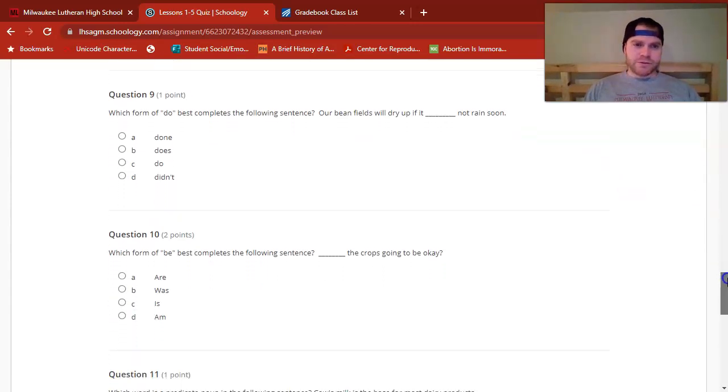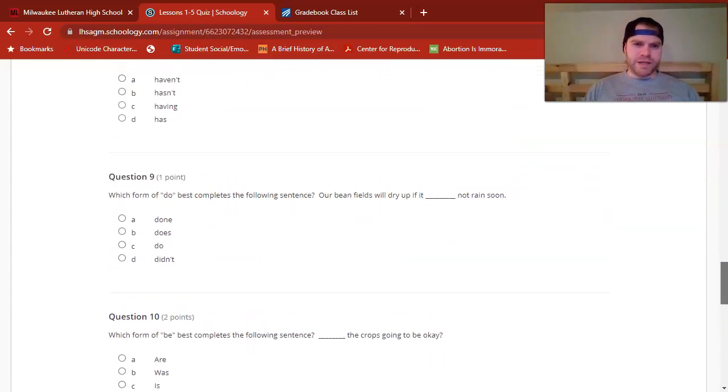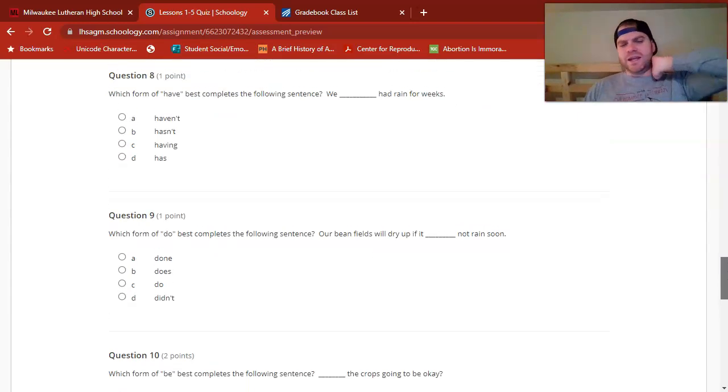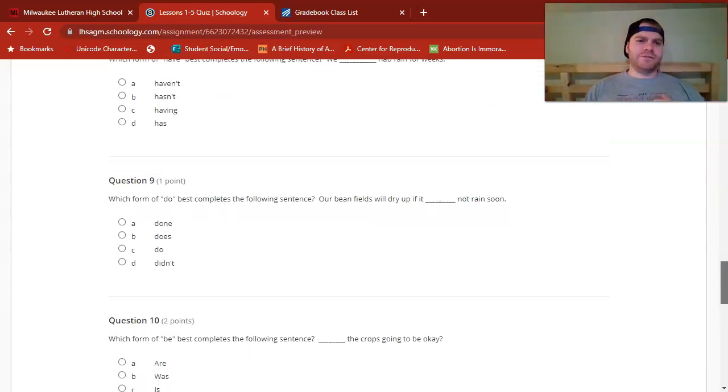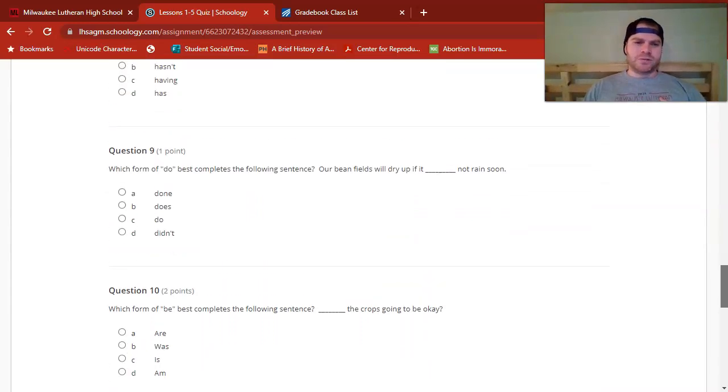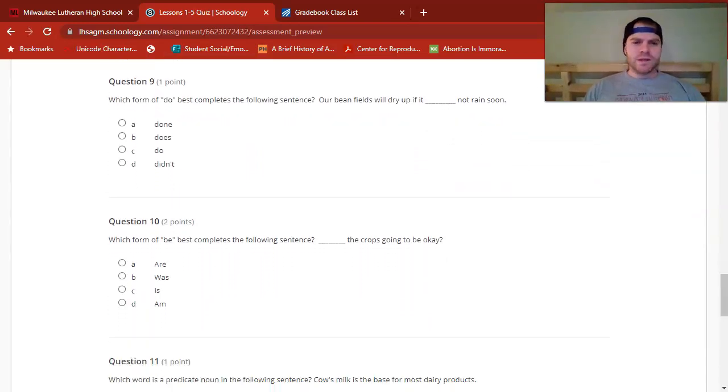Question 9 does the same thing for do, and then 10 does the same thing for be. So we did have a lesson on those 3 verbs, have, do, and be. You have to choose the correct form in those sentences. Notice that in question 10 they're all capitalized. It's because they start a sentence. It's a question.